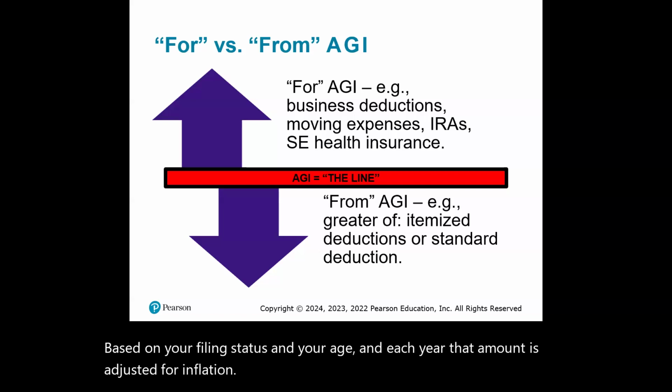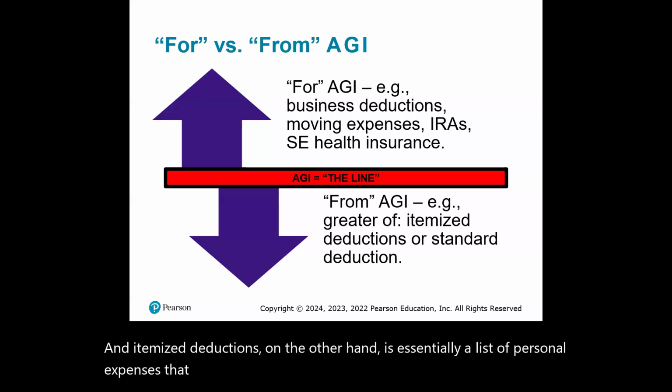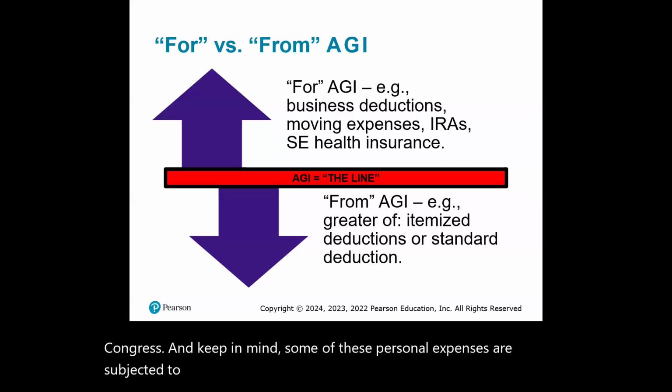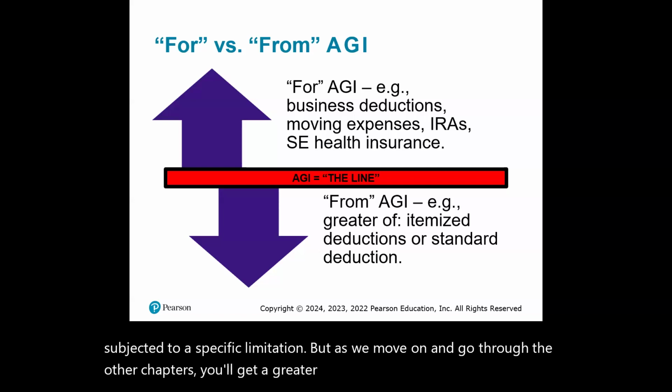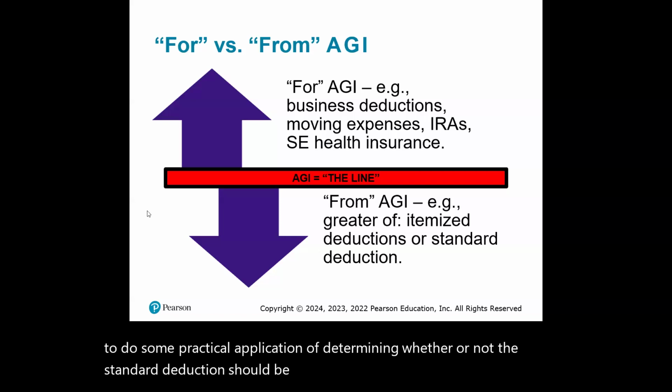And itemized deductions, on the other hand, is essentially a list of personal expenses that, as we just pointed out, is allowed to be deducted by Congress. And keep in mind, some of these personal expenses are subjected to a specific limitation. But as we move on and go through the other chapters, you'll get a greater understanding and have an opportunity to do some practical application of determining whether or not the standard deduction should be chosen versus the itemized deduction.